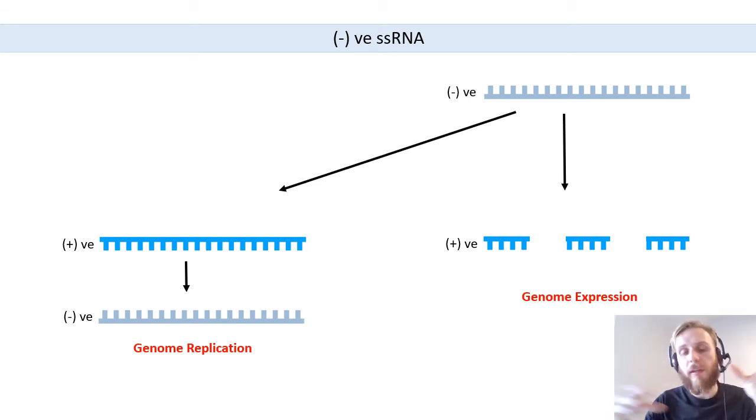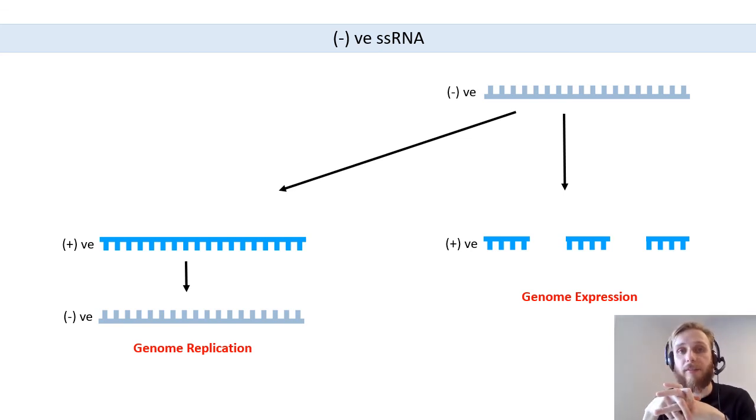Again, this creates something of a barrier to genome replication, because genome expression and genome replication can't be exactly the same process. Genome expression involves the production of subgenomic fragments, whilst genome replication requires the production of full-length copies of the genome. Genome replication must produce exact copies of the original genome, give or take mutations. So again, there needs to be a switch from genome expression to genome replication, from the production of subgenomic fragments to the production of full-length genome copies.